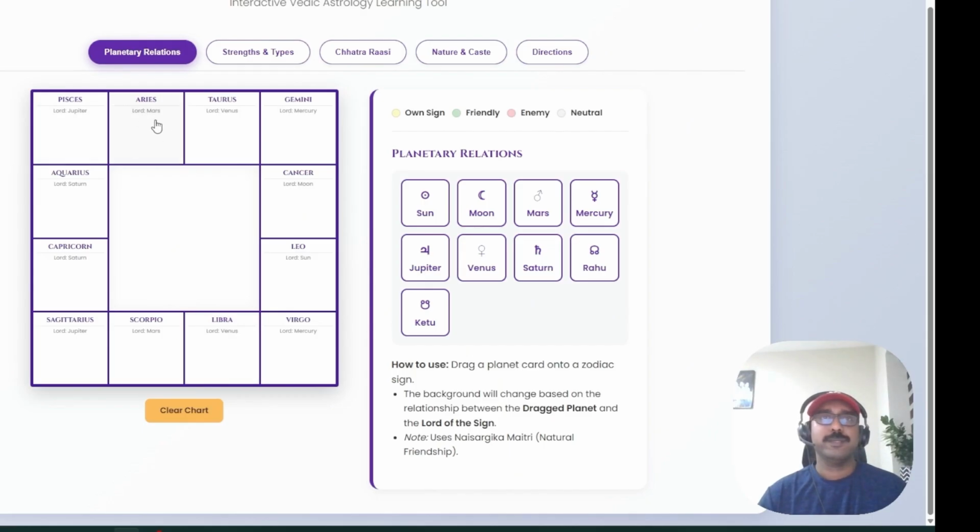You have Aries here, Taurus, Gemini, Cancer, Leo, Virgo, Libra, Scorpio, Sagittarius, Capricorn, Aquarius, and Pisces. And here you can see the lord of each sign, each rashi. For Aries, it's Mars. For Taurus, it's Venus. For Gemini, it's Mercury, and so on. These are all the basics, used in the same way as in Vedic astrology, because there is no difference between the lords in Prashna as well. I hope everyone is clear on this and the charting.